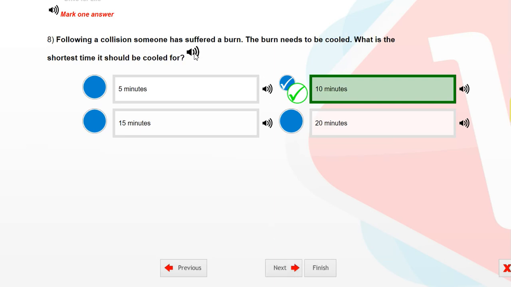Following a collision, someone has suffered a burn. The burn needs to be cooled. What is the shortest time it should be cooled for?